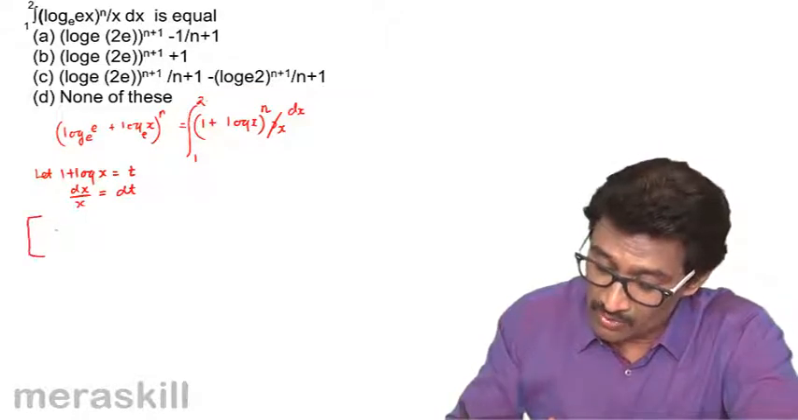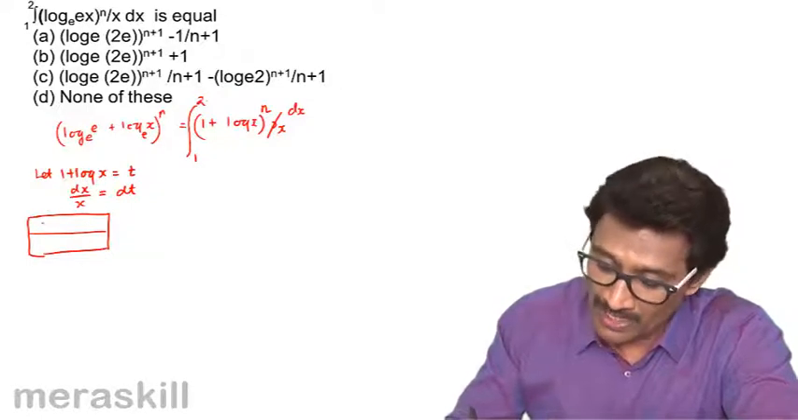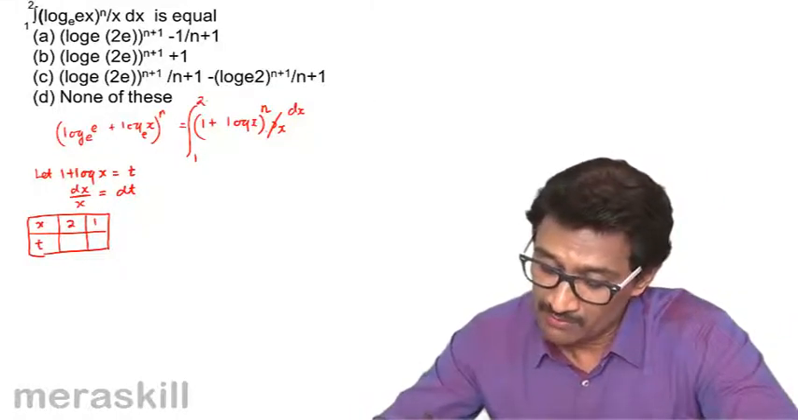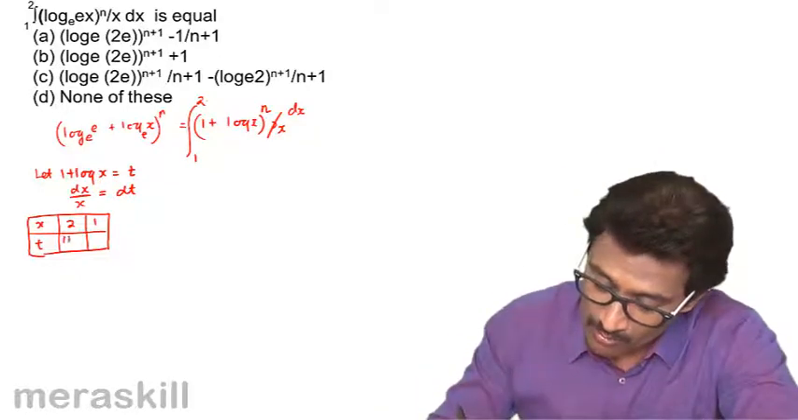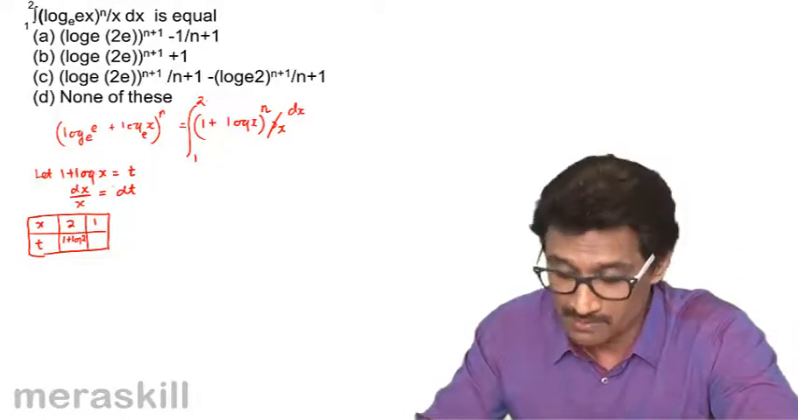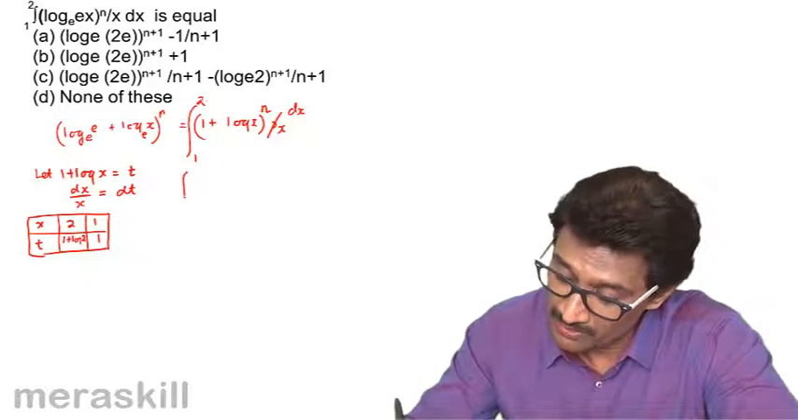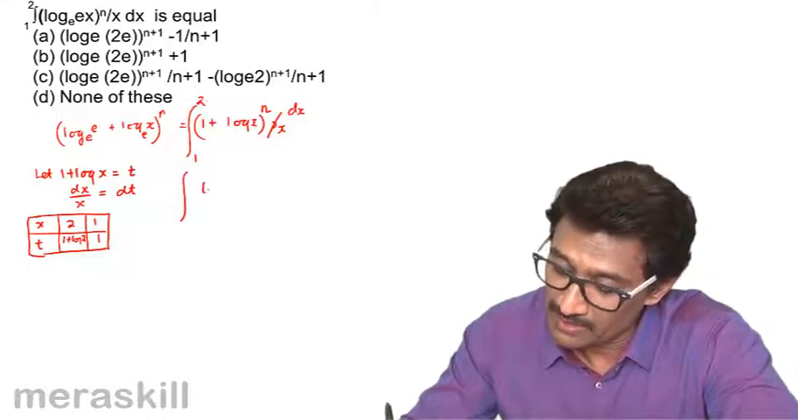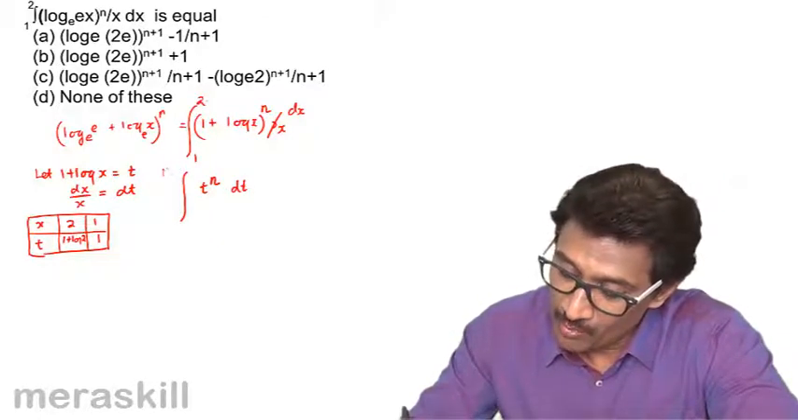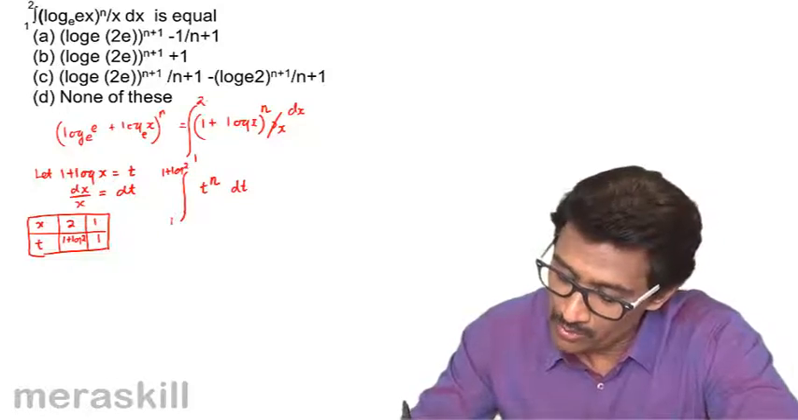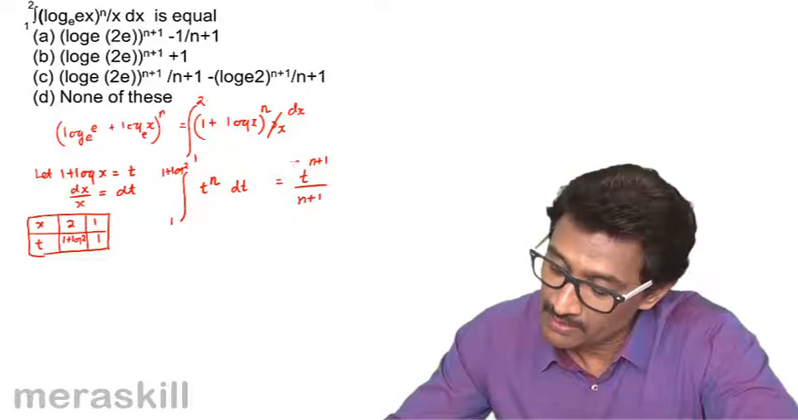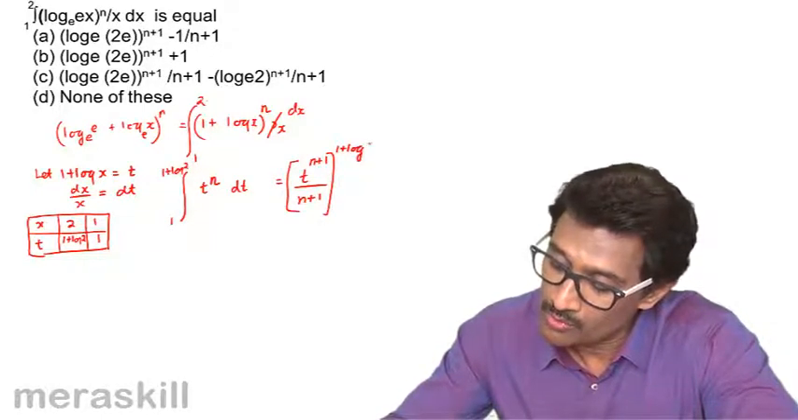Now we also need to find the domain. For x it was from 2 to 1. So for t it is going to be what? T is nothing but 1 plus log x. So when x is 2, it is going to be 1 plus log 2. And when x is 1, t is going to be 1 plus log 1, that is 1 plus 0, 1 itself. So the whole thing will change to (1 plus log x) raised to n, which is nothing but t raised to n. Dx by x is dt. In the domain 1 plus log 2 to 1, which will be eventually t raised to n plus 1 upon n plus 1, from 1 plus log 2 to 1.